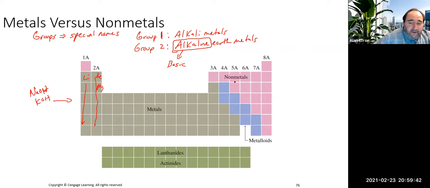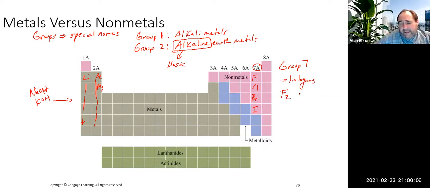In addition, if we go to group 7 over here, which is our fluorine, chlorine, bromine, iodine, and so forth, these are our diatomic guys. These are our halogens, group 7. So group 7 are halogens. And these guys do pretty much come as 2s, and that is how they naturally come. If they're by themselves, they pretty much come as those 2s.